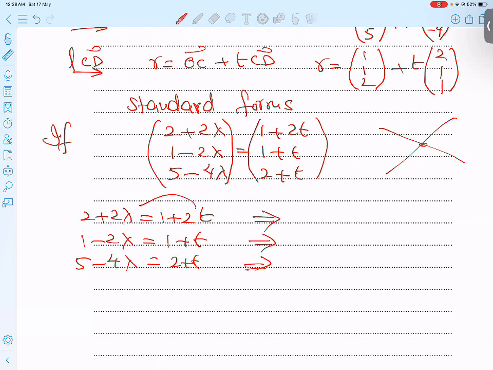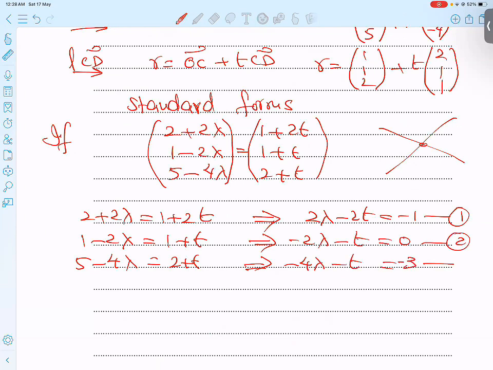Okay, students, I bring this here. So 2 lambda minus 2t equals minus 1, equation 1. Minus 2 lambda minus t equals 0, equation number 2. Minus 4 lambda minus t equals 3 minus 3, equation number 3. Students, I will take any 2 equations to solve them simultaneously to get the answer.